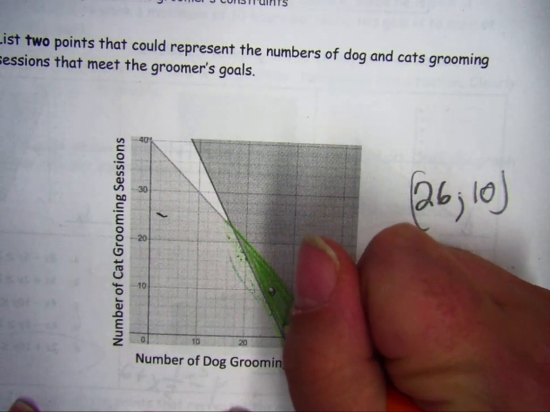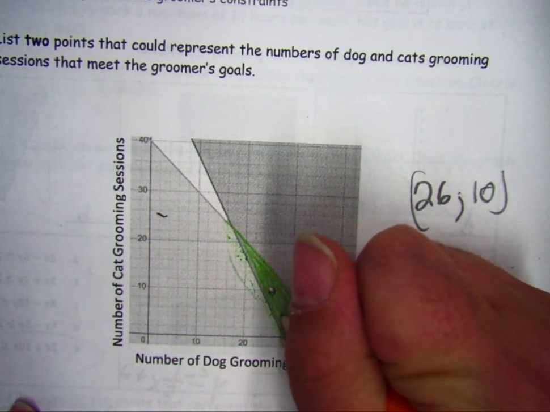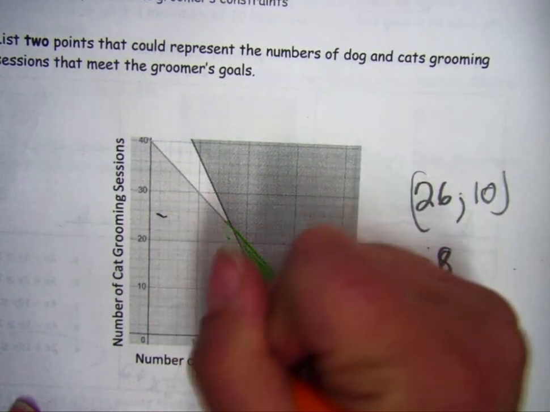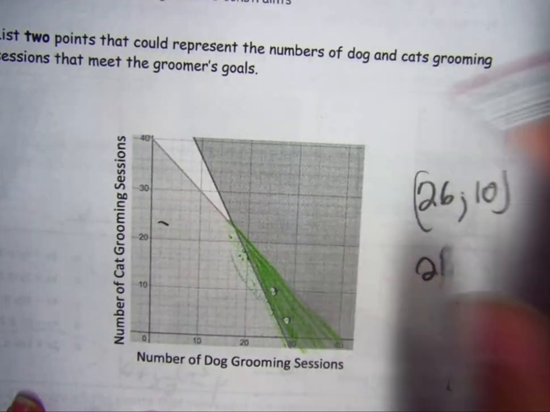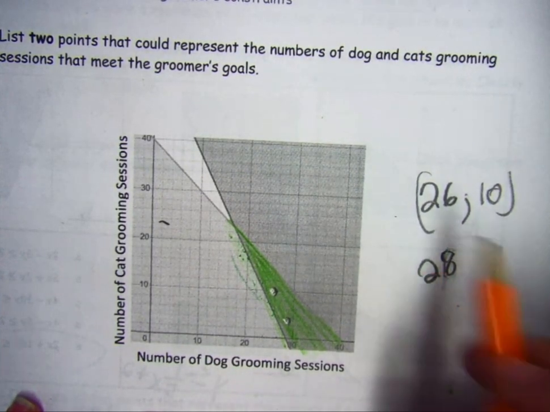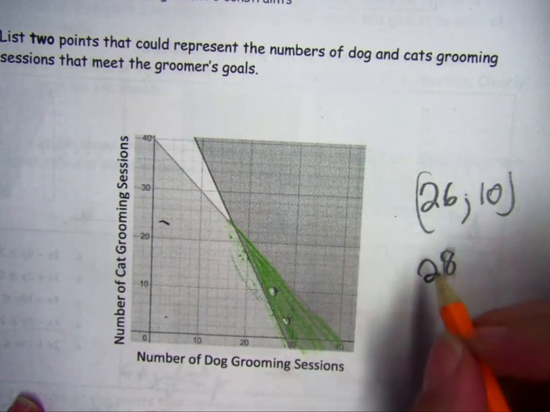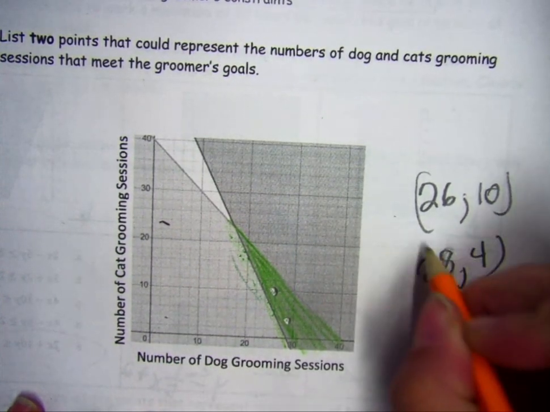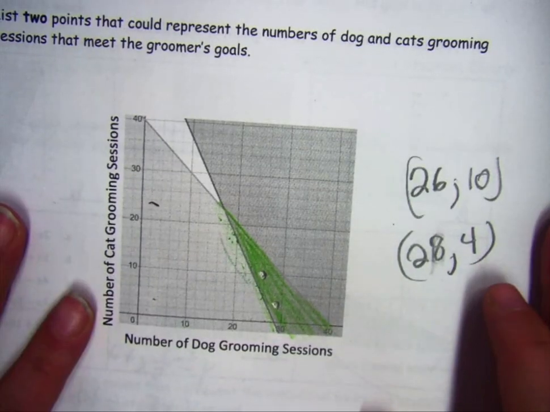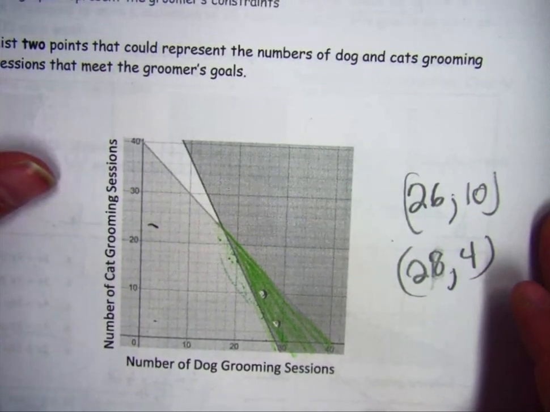How about right here? And our x will be 28 because there's little lines in between moving by 2's. So our x is 28 and our y is 4. Now, our equation, that's enough there, right? It doesn't say that you have to write anything else, okay?